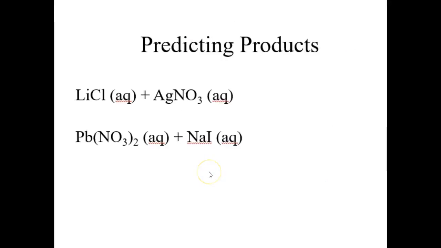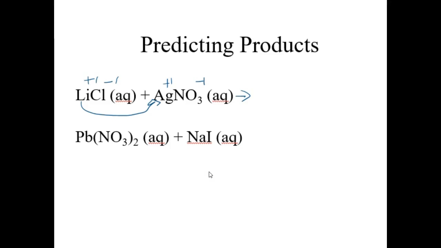Okay, so let's do some predicting products. Let's actually do some. Our cations are going to change places. First thing we need to do is come up with our oxidation numbers. Lithium has a +1 charge, chlorine has a -1, silver has a +1, nitrate has a -1. All of these are 1s, so they're just going to basically combine.